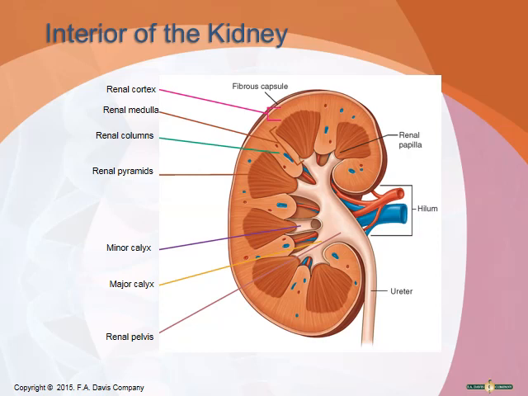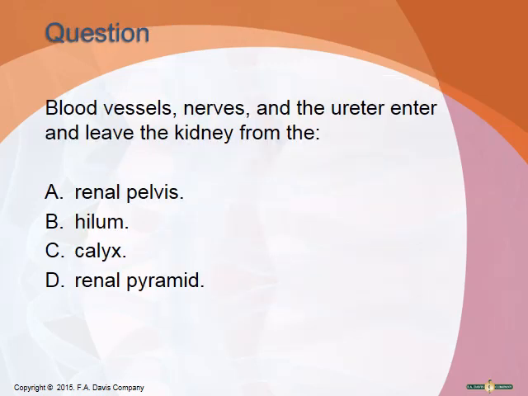You notice in this picture we have an area of the kidney called the hilum, which is how blood enters and exits the kidney through the renal artery and renal vein, and how the ureter leaves, but also we have nerves that enter in through that hilum as well. This question, blood vessels, nerves, and ureter enter and leave the kidney from, we just discussed it, so that's the hilum. The others we know are incorrect.